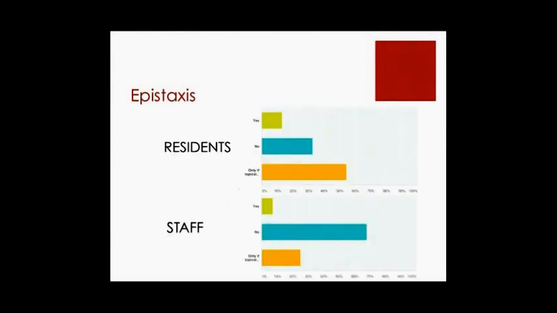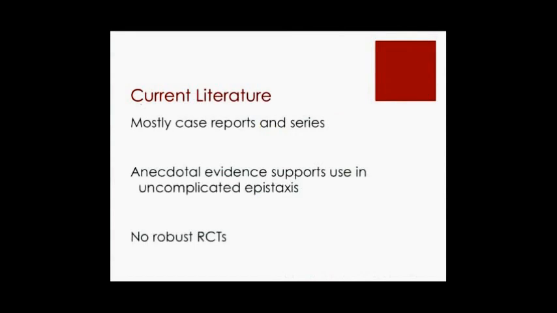And in terms of the survey results, this is what came about. So it looks like there's a significantly higher proportion of residents that are willing to consider the use of tranexamic acid. Only 30% of them saying no, compared to closer to 70% in the staff. Current literature on this topic, mostly case reports and case series. So these are mostly in hematology clinics where they're treating their patients with hereditary hemorrhagic telangiectasia. So that's where a bulk of the anecdotal stuff comes from.